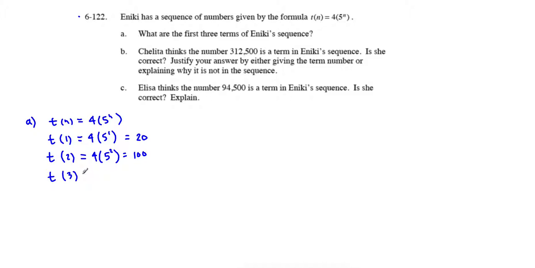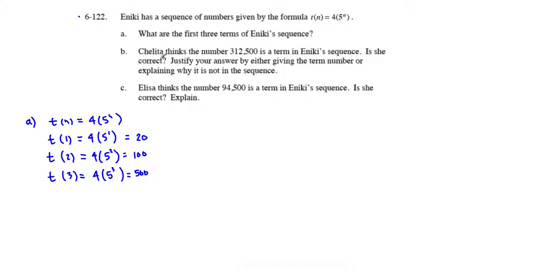So t of 3 is going to equal 4 times 5 raised to the third power. Well, 5 to the third power is 125. 125 times 4 would be 500. And you'll see here, as we go up, we're just multiplying by 5 each time, which is our multiplier.